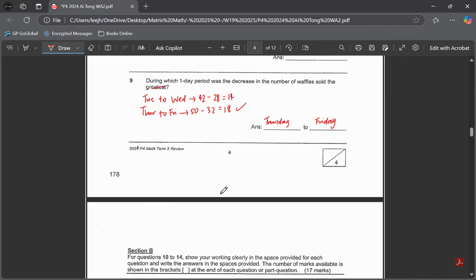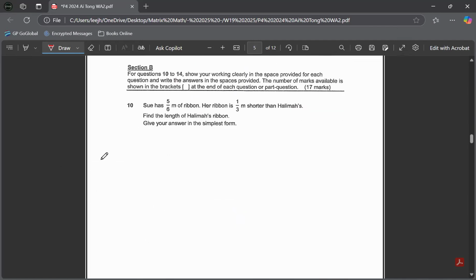Question number 10. Oh, section B, all right. Okay, question 10. Sue had 5/6 meter of ribbon. Her ribbon is 1/3 meter shorter than Halima's. Find the length of Halima's ribbon. Give your answer in the simplest form.